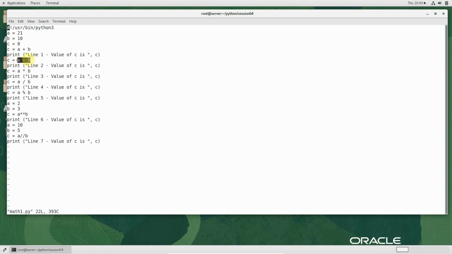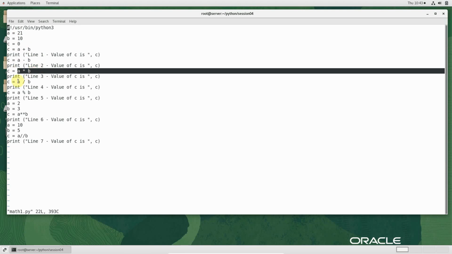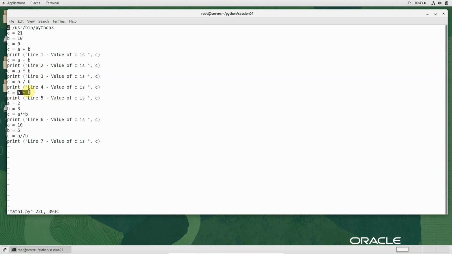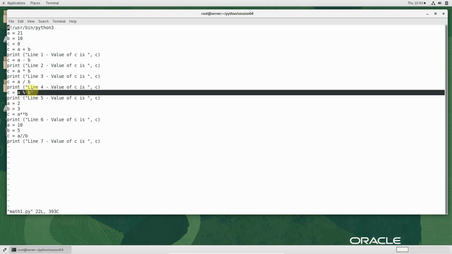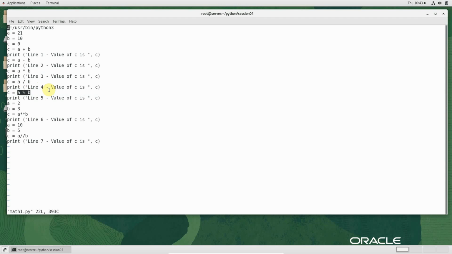Then c is a minus b. I'm trying to explain the mathematical operators with examples. A minus b, so you can expect 21 minus 10. Then a multiplied by b, a divided by b, and a divided by b but give me the remainder. So this line 4 will print the remainder of 21 divided by 10. So remainder will be what? 1 will be the final remainder, so it will display 1.